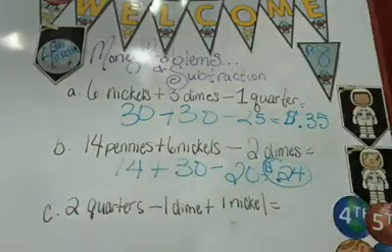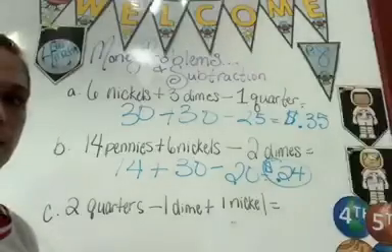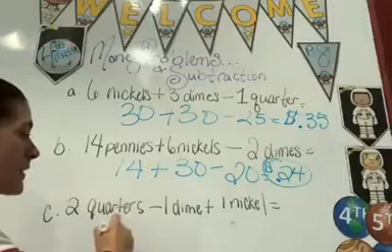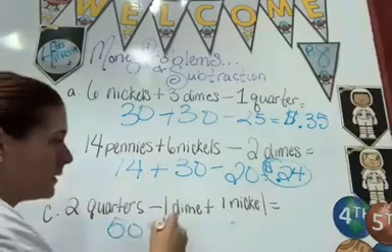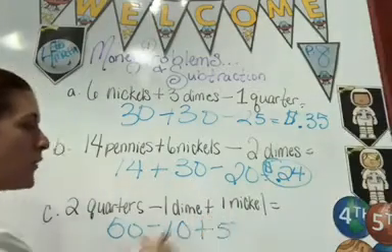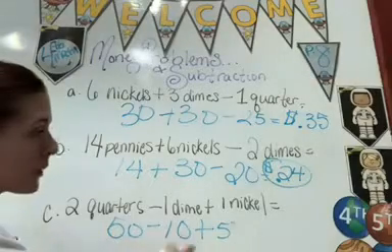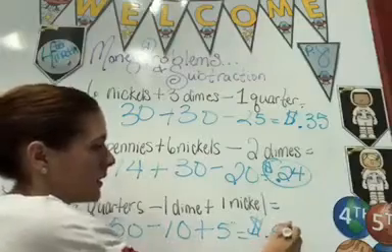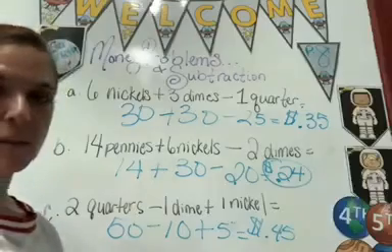Okay, and this one, 2 quarters. Quarters are 25. So how do we count by 25? 25, 50. So you have 50 cents here. Minus 1 dime is 10. Plus 1 nickel is how much? 5. 50 minus 10 is 40. 40 plus 5 is 45 cents. Hey, stop the video and try letter D by yourself. I'm going to tell you the answer.